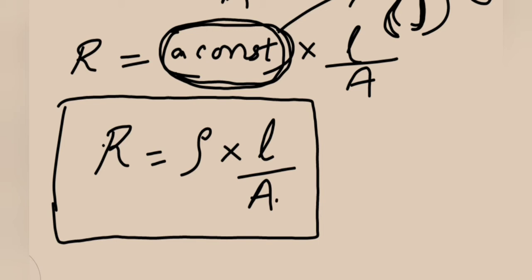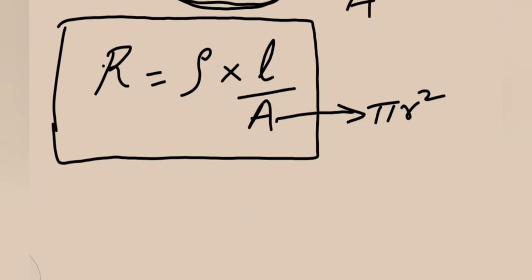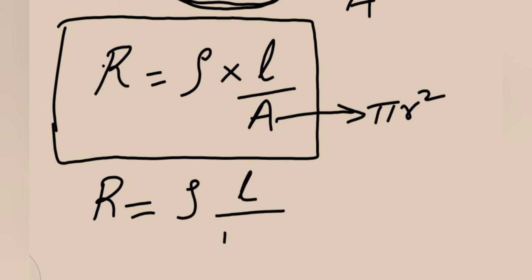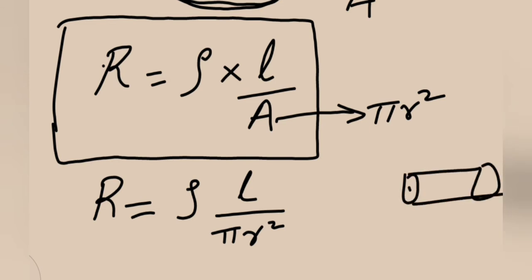Now if the area of cross section is circular, then the area will be pi r squared, the area of the circle. So the equation can be rewritten as R is equal to rho, the resistivity, multiplied with length divided by pi r squared, where r is the radius of the conductor which we are using. So that is the relationship between resistivity and resistance.